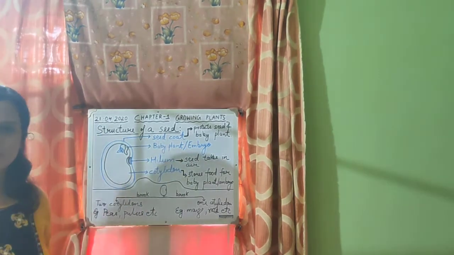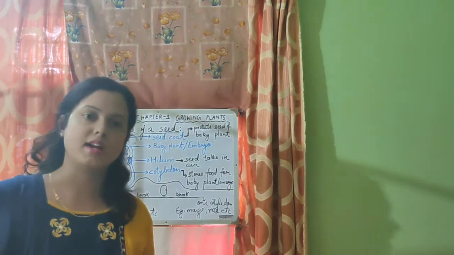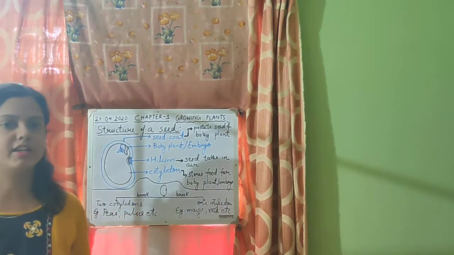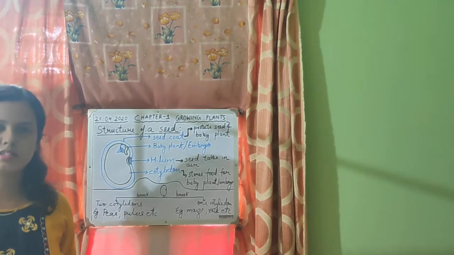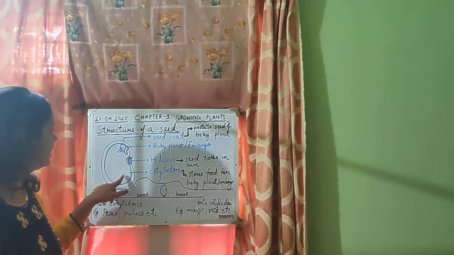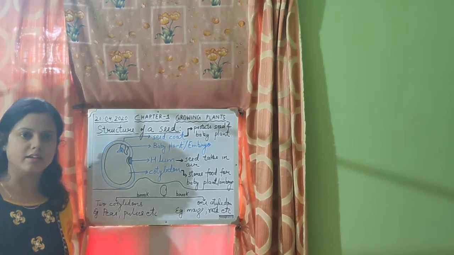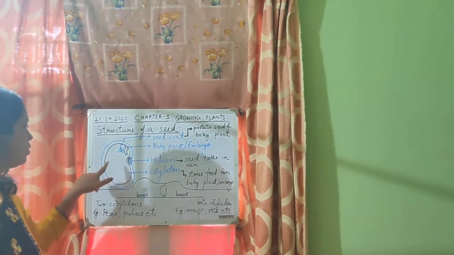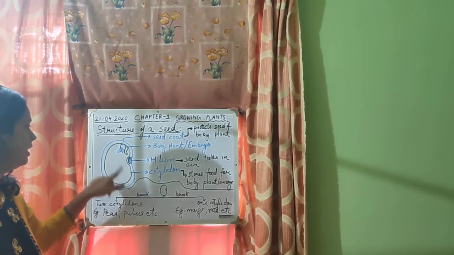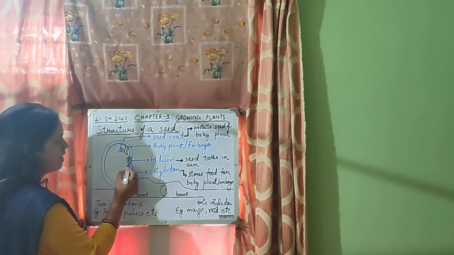The baby plant is present inside the seed. We know plant is a living thing. Living thing needs to breathe. So, how will this baby plant breathe? It needs air, but then how will the air enter inside this seed? So, the air will enter inside this seed so that this baby plant can breathe through a structure called hilum.